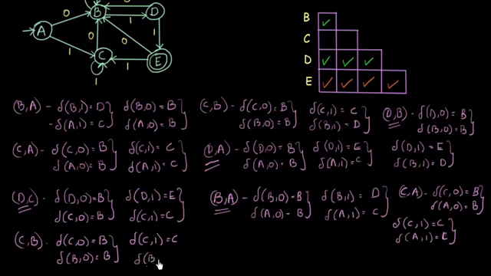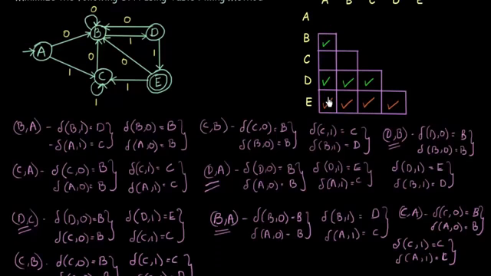And B on getting input 1, where does it go? It goes to D. So we get the pair CD. Now check if CD is marked. Where is CD in our table? CD means this one. DC and CD is the same thing, so this one is marked.